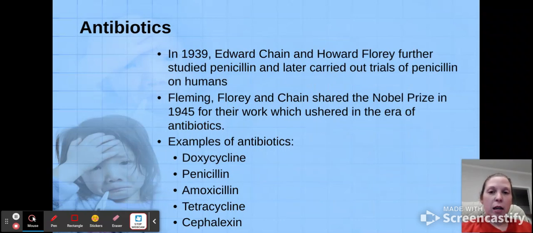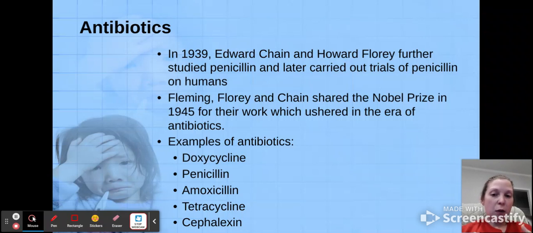In 1939, Edward Chain and Howard Florey studied penicillin more and ended up running trials for penicillin on humans. And then Fleming, Florey, and Chain won the Nobel Prize in 1945 for their work on antibiotics and figuring out how to use them in terms of human use.